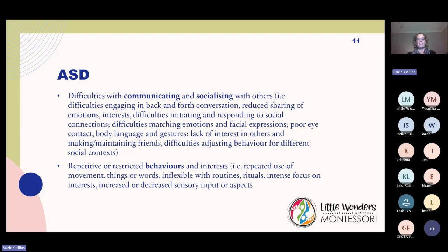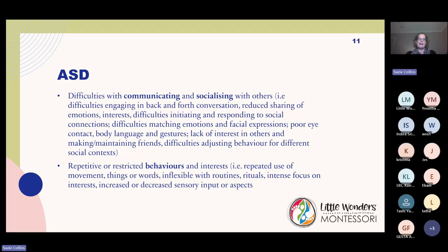They might have a lack of interest in others and in making or maintaining friends, so are happy to play on their own. And again, we also need to check whether or not that's developmentally appropriate. I'm sure you've seen children engaging in parallel play. That doesn't necessarily mean that they have autism or that they meet this criteria. Perhaps they just haven't reached that developmental milestone yet. The other thing that might be happening for a child is difficulties adjusting their behaviour for different social contexts. So that's generally the main things we would look for around communicating and socialising.